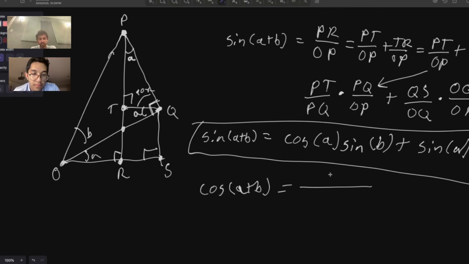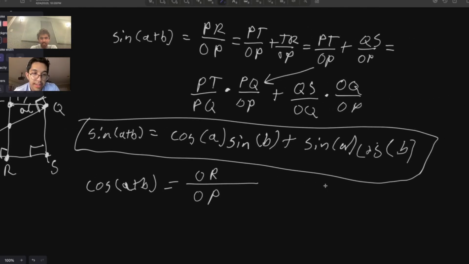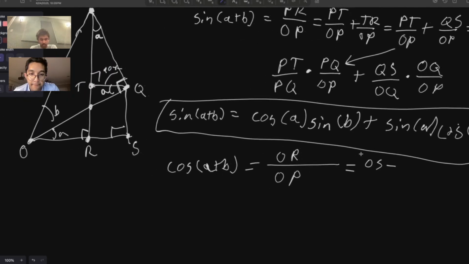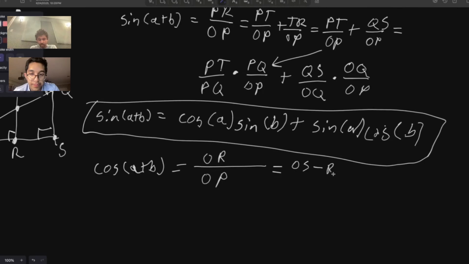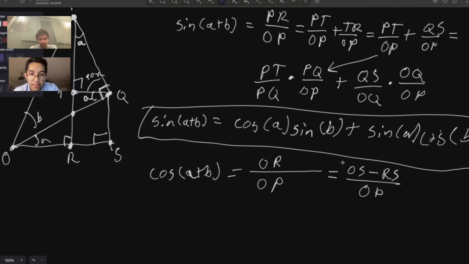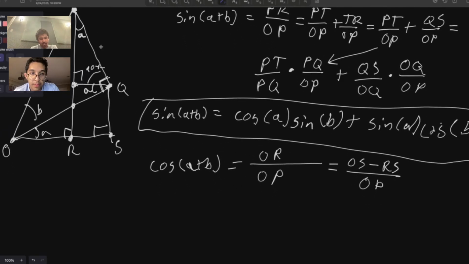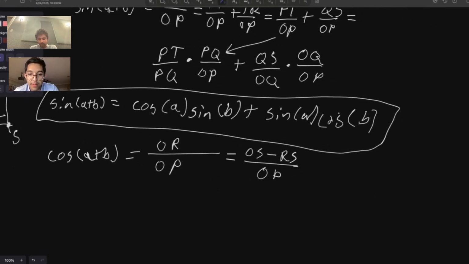The cosine of angle A plus B is OR over OP, right? It is, yeah. So, we can rewrite that as OS minus RS over OP. And now, you'll see that RS is the same thing as TQ, right? Yeah, RS and TQ are the same.